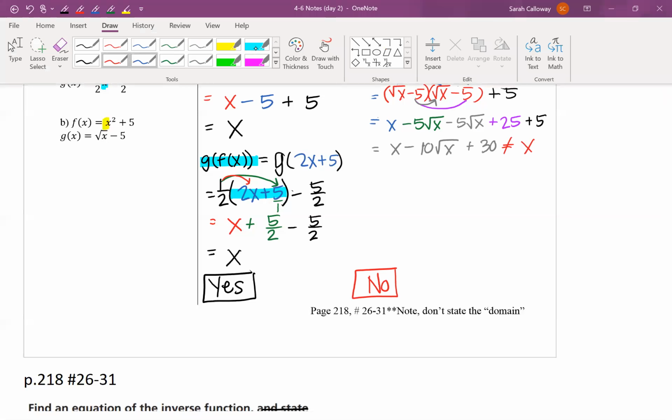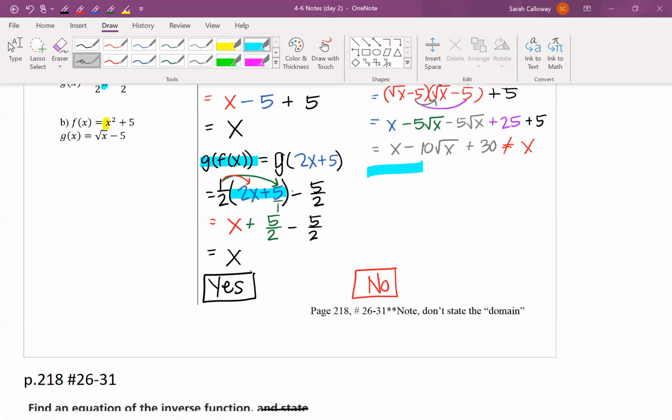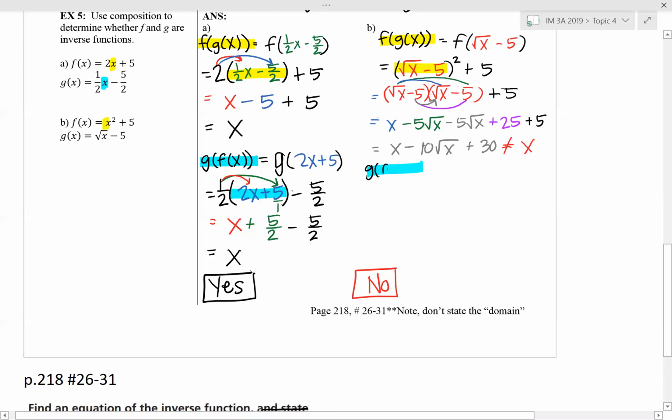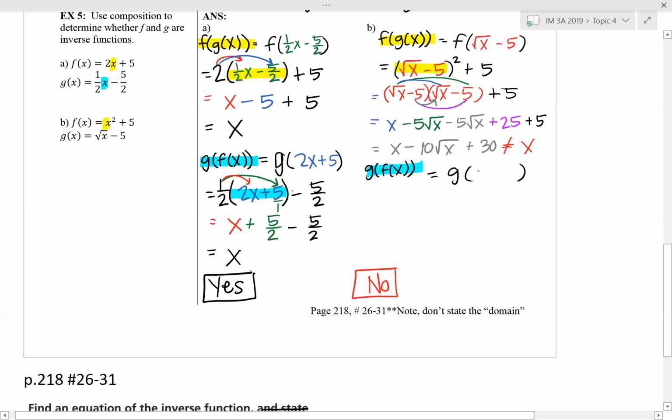So the other direction is where we are going to evaluate g of f of x instead. And so that means we're going to plug f of x into g of x, where f of x is the equation square root of x minus 5. Sorry, where f of x is x squared plus 5. So we're going to plug x squared plus 5 into g.